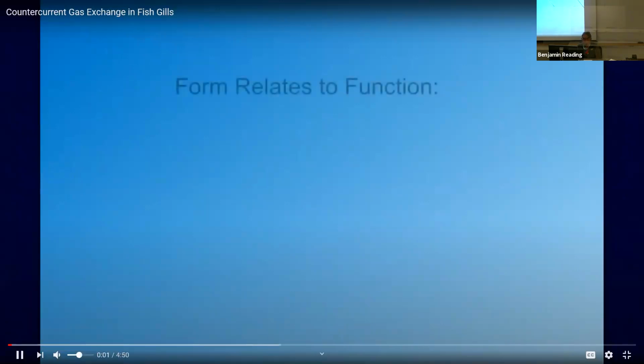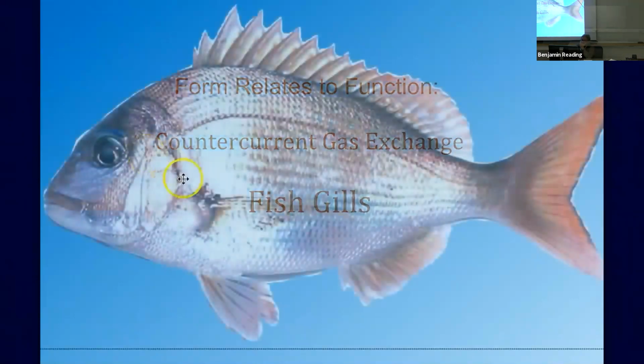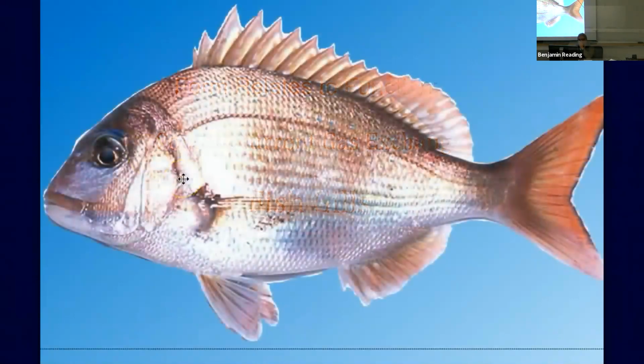In this short video, we're going to look at an example of form relating to function in biology using countercurrent gas exchange in fish gills. So, we know that fish use gills to extract oxygen from the water and to release their carbon dioxide.